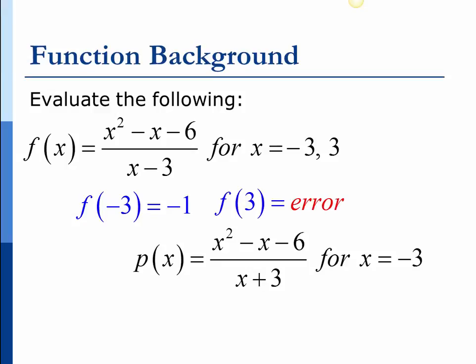However, when I plug in 3 into this function, notice in this denominator, if I plug in 3, it will make 0. Hey, can't divide by 0, so that creates a problem for us. Mathematically, we don't know how to divide by 0. And then for the second function, when I plug in -3, that's another case where the calculator is going to tell me it's an error because we're also dividing by 0.